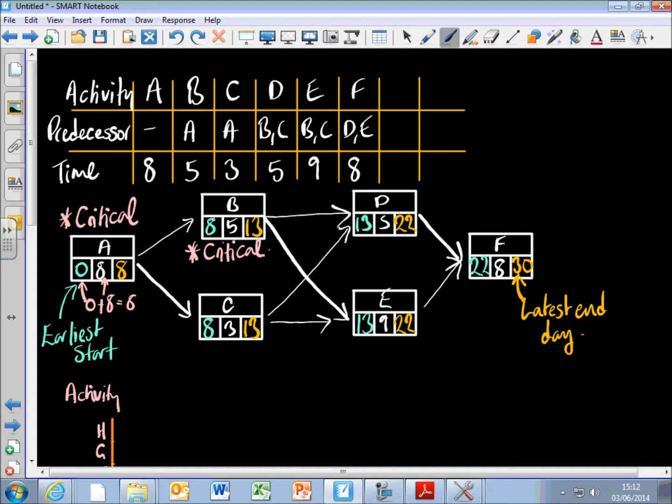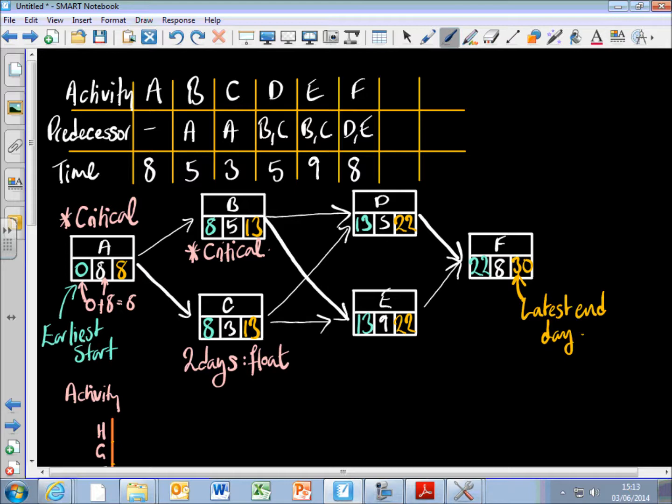If I look at activity C, I can start it on day 8. It takes 3 days, which means it'd be finished by day 11, and I've still got 2 days left over. So activity C has 2 days leeway, and we call this 2 days float. We call it the float time. So the float on activity C is 2 days. Okay, so it's the difference between 8 plus 3 and 13.